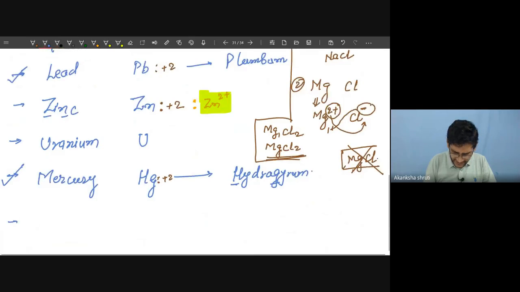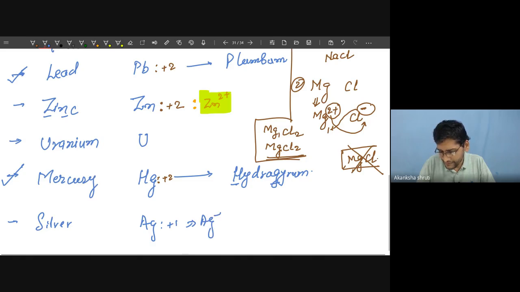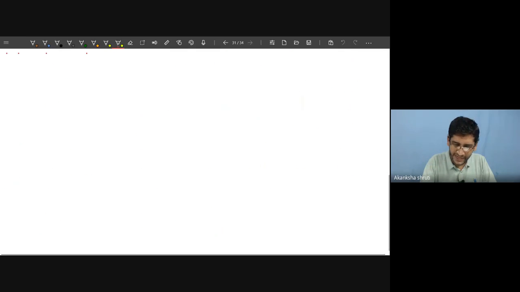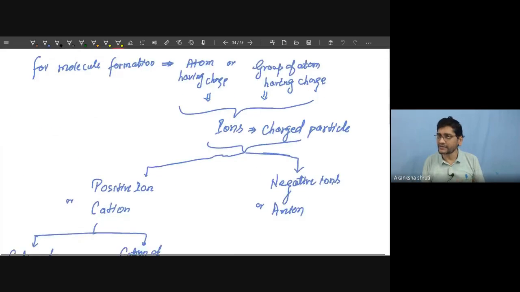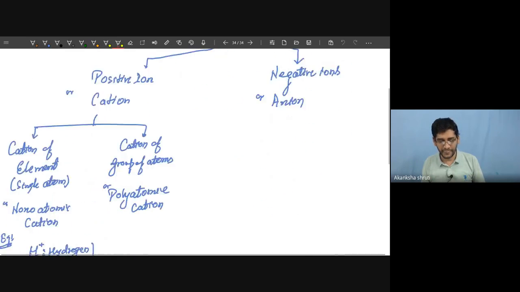So another one is the denotation of silver, argentum, that we have written Ag. It shows plus 1 and it exists as Ag plus. So these are the cations that I have selected which carry 1 unit positive charge. So I am just tabulating whatever information we have discussed, so that you can just watch this table, understand easily, or you can easily form the molecule.